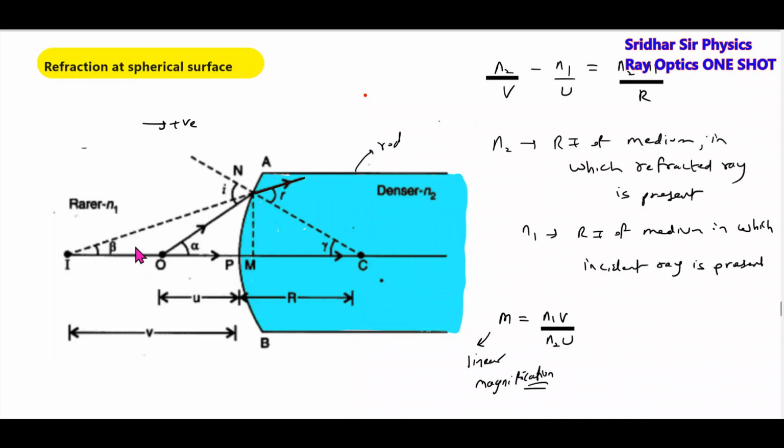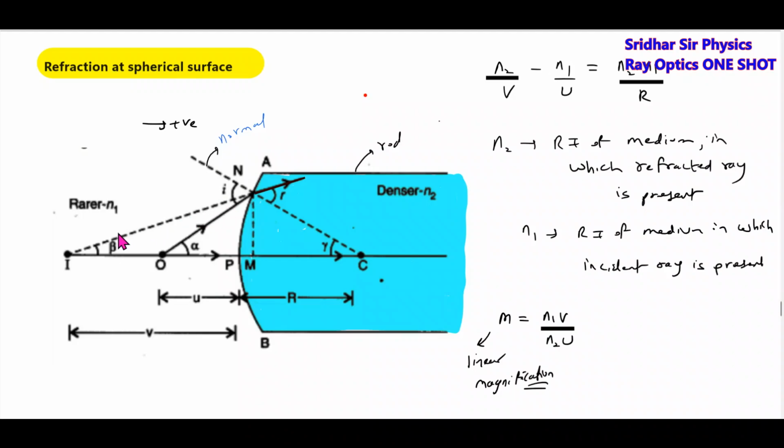Here the object is kept in the rarer medium, refractive index N1, and there's a rod having the refractive index N2, let it be the denser medium. So this particular ray of light is incident. This will be the normal. The ray of light is moving from rarer to denser, so it will slightly bend towards the normal. This will be the angle of incidence I. This will be the angle of refraction R.